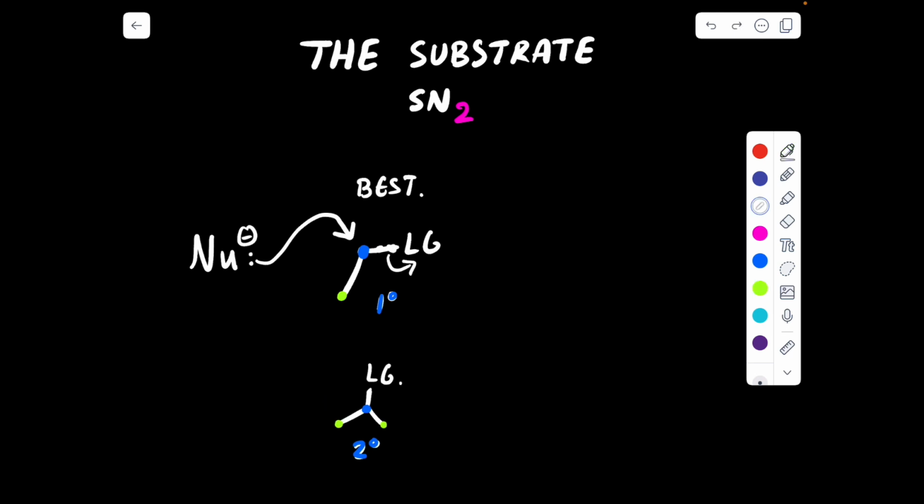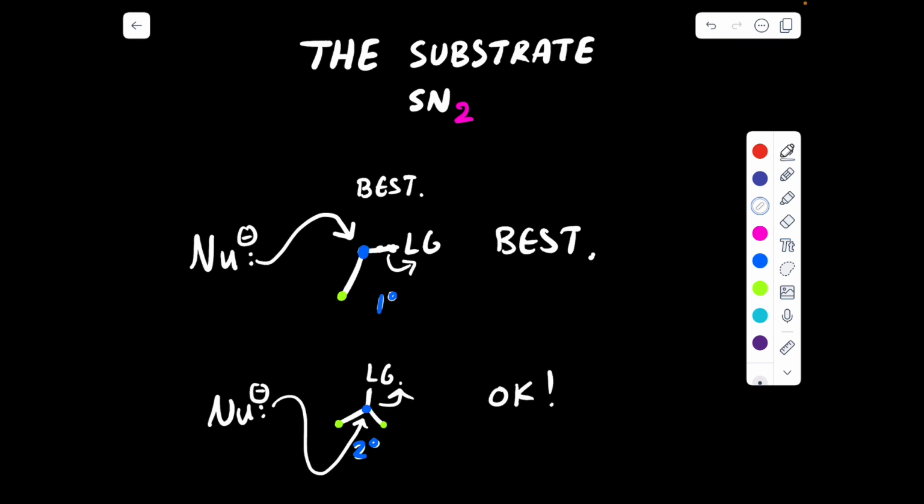For the case of a nucleophile attacking a 1' carbon, this reaction is going to be very, very fast. This is the best. When a nucleophile attacks a 2' carbon, this is okay, but it is not as good as the 1' carbon, and this is due to the increase in steric hindrance. It's going to be harder for that nucleophile to come in and punch that blue carbon in the face, because you could think of these alkyl groups as little friends that are going to protect those electrophilic carbons.